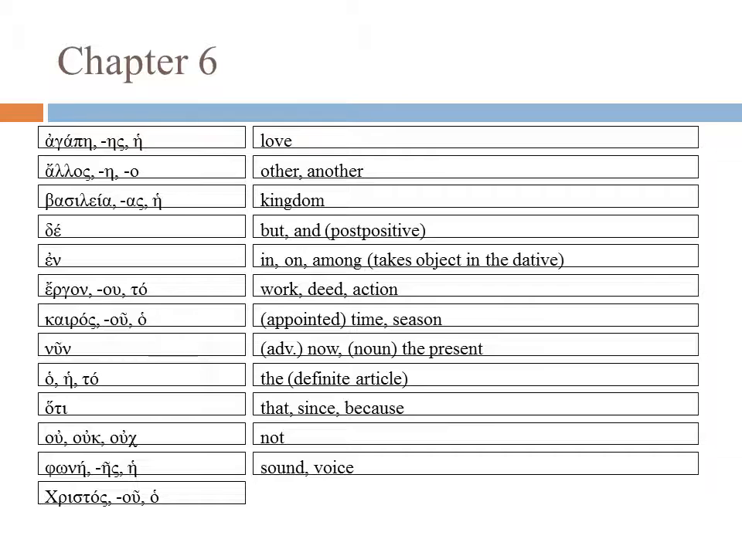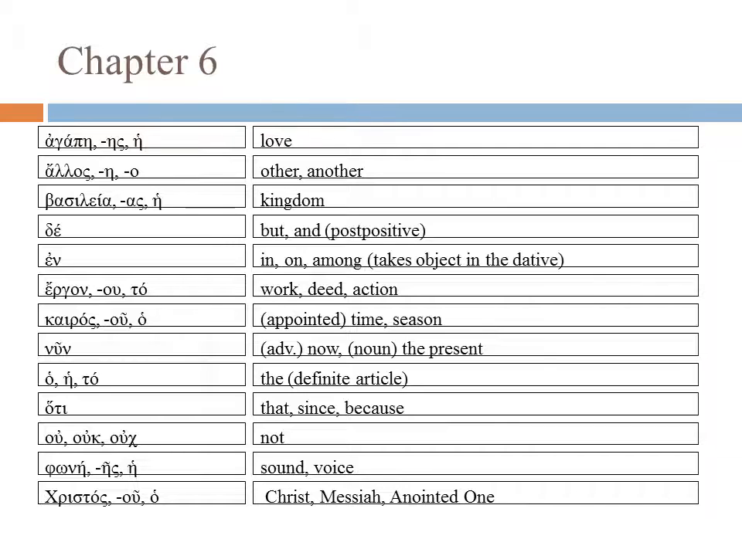Christos. Christos, genitive is ou. It is a masculine noun, and Christos means Christ, Messiah, anointed one. It's important to remember that its first meaning is anointed one and Messiah, because this is the whole argument about who Jesus is, whether or not Jesus is the Messiah. The Christ, the Christos, comes from the Greek, but it's actually Messiah we care about.